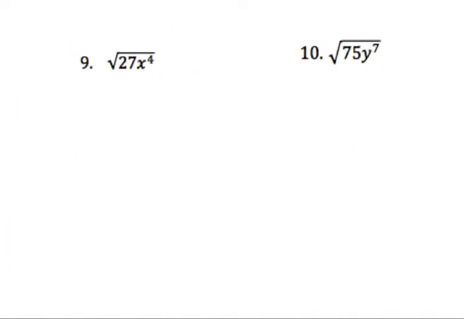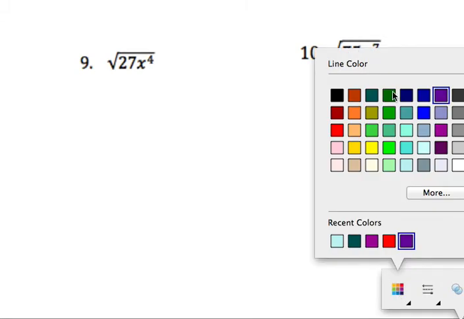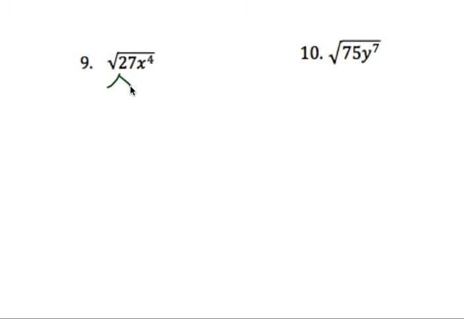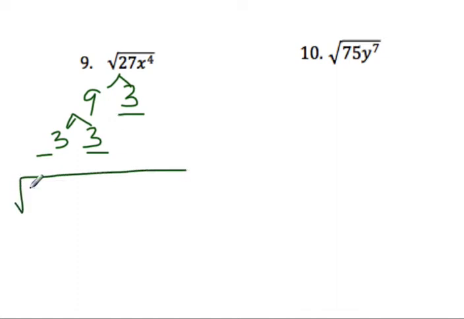So now I want to take a look at number 9. So for number 9, now we have numbers and letters. That's okay, we got this. So I want to use green. Okay. So for that 27, we're going to break that down to 9 and 3. And then the 9 can be broken down to 3 and 3. So remember, when we're doing numbers, we pull from the end of every part of the tree. So then I have 1, 2, 3 3's and 1, 2, 3, 4 x's.